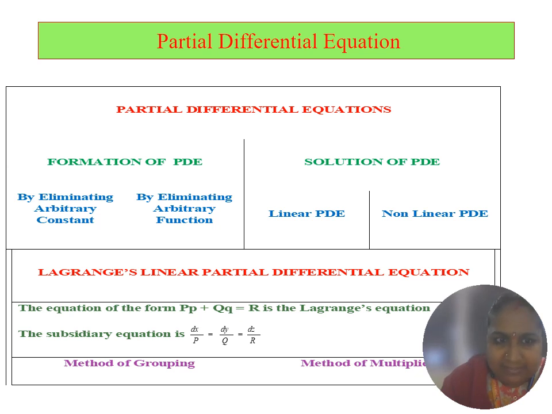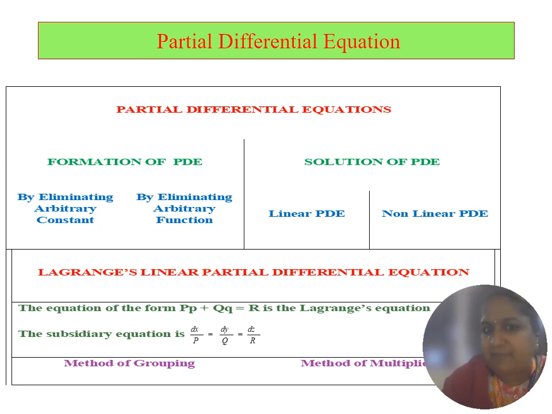The Lagrange's linear equation is of the form capital P small p plus capital Q small q equal to R. This is the form of the Lagrange's linear partial differential equation. Here P, Q and R represent functions of x, y, z, and small p and small q are the variables dou z by dou x and dou z by dou y.